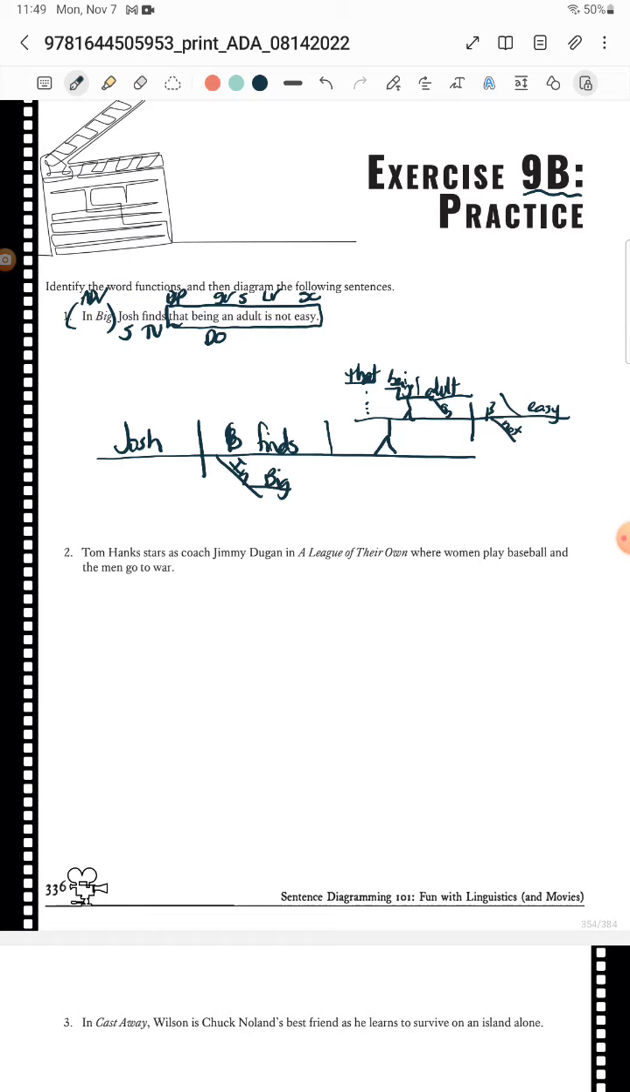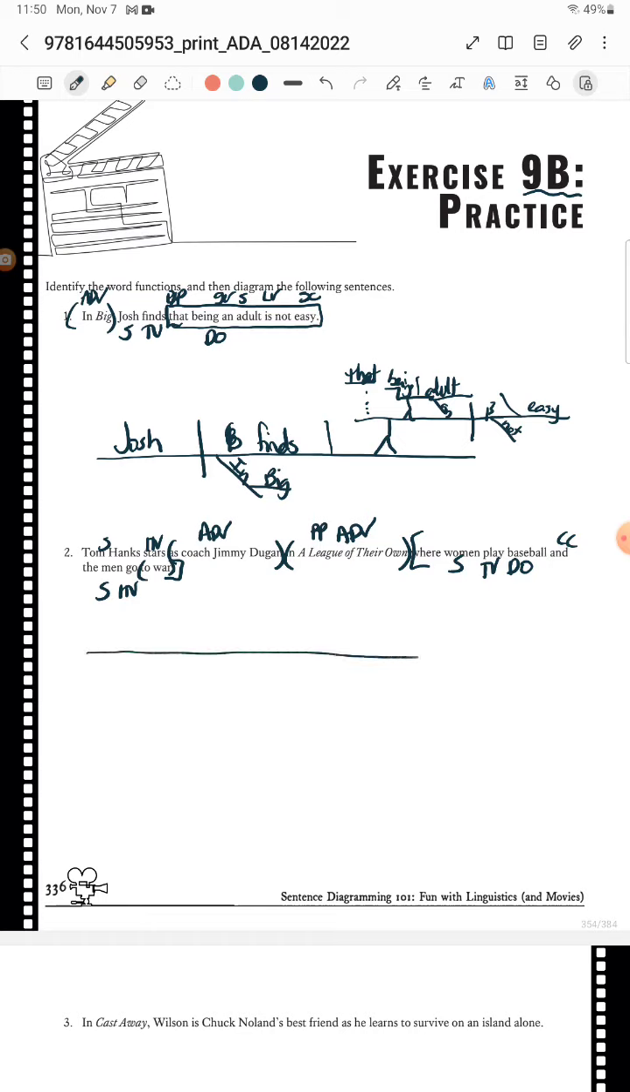Alright, Tom Hanks stars as Coach Jimmy Dugan in A League of Their Own, where women play basketball and the men go to war. Wow, it's a lot. I'm gonna have to think about my spacing here. What do I have? So I have Tom Hanks, right? And he's going to star, and then he's going to star as Jimmy Dugan. So that's an adverb, prepositional phrase, telling me how. And then in A League of Their Own is prepositional phrase, telling me where. But then League of Their Own is being modified by the rest of this, right? So we've got where, so it's an adverb, women play baseball, and coordinating conjunction, men, men just go, and then to war, prepositional phrase. Adverb.